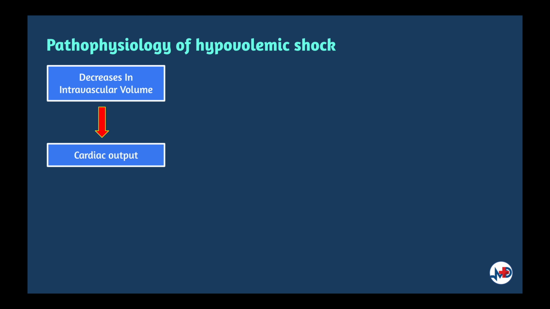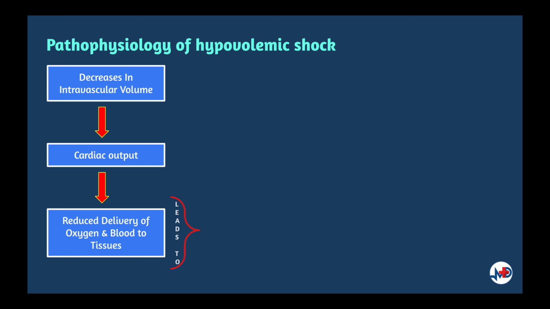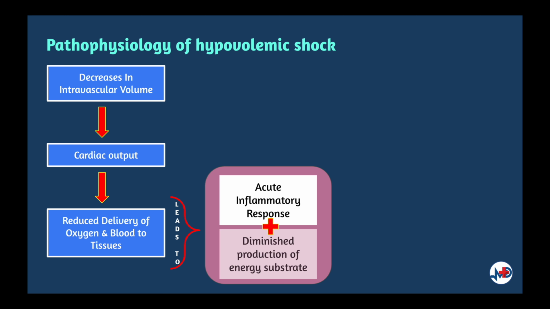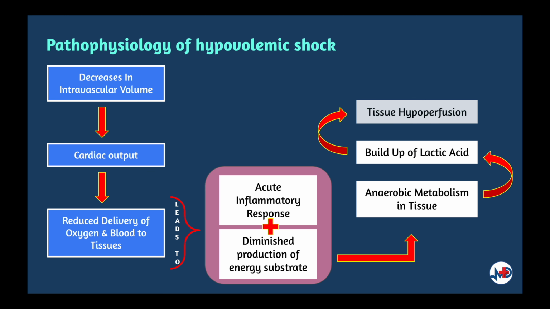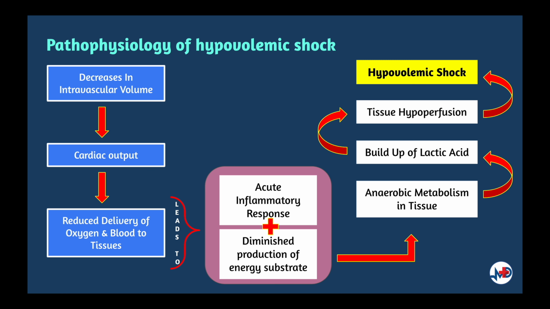Let's go to the pathophysiology. Hypovolemic shock symptoms begin to occur when there is a decrease in intravascular volume, which subsequently reduces the cardiac output. The decrease in cardiac output results in reduced delivery of oxygen to the tissues in the body and activation of an acute inflammatory response. Decreased delivery of oxygen and other vital nutrients results in reduced production of the energy substrate ATP, thus lactic acid buildup is observed, due to the byproduct of anaerobic metabolism in the tissues.